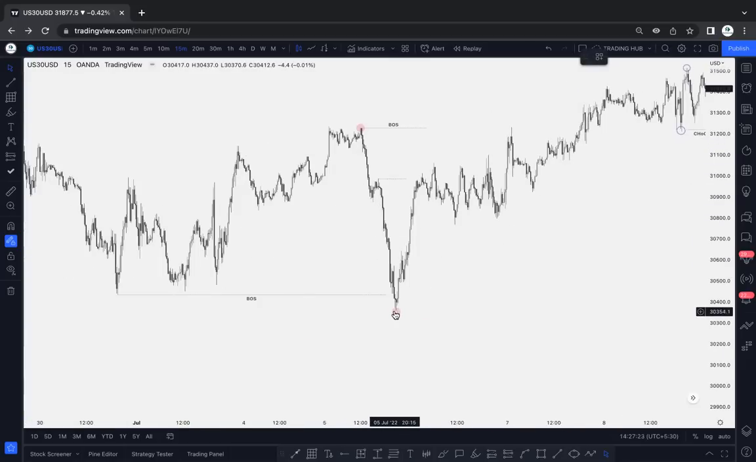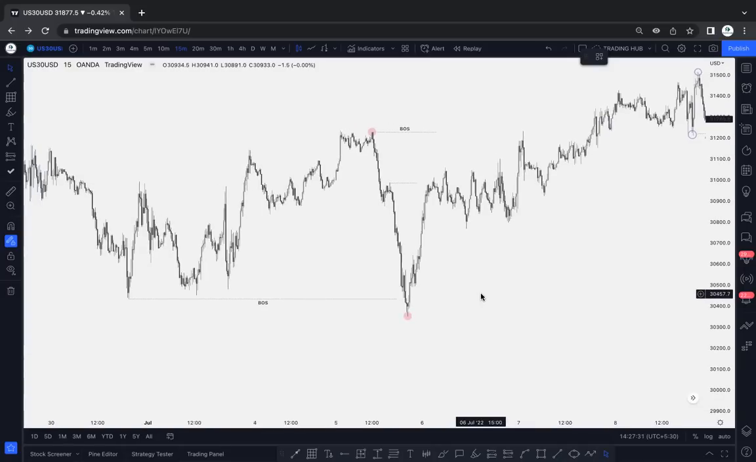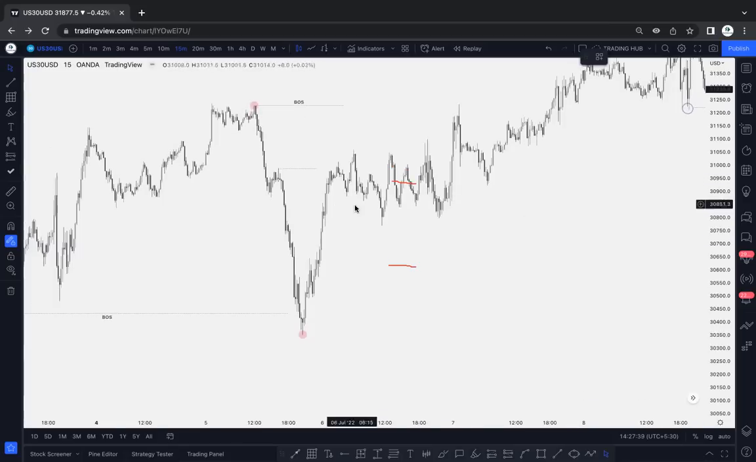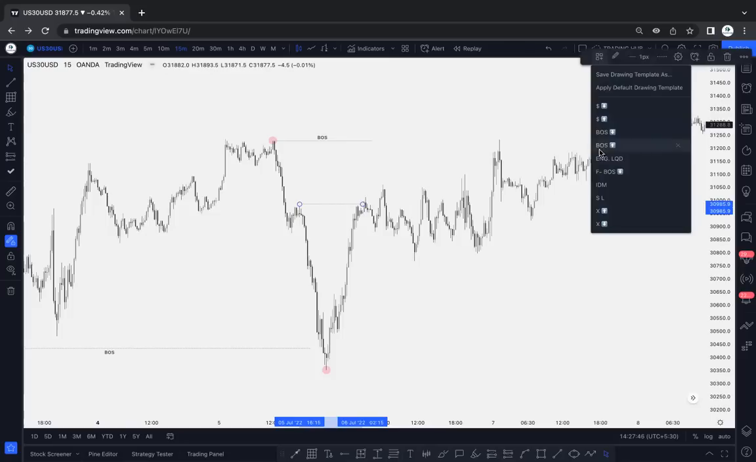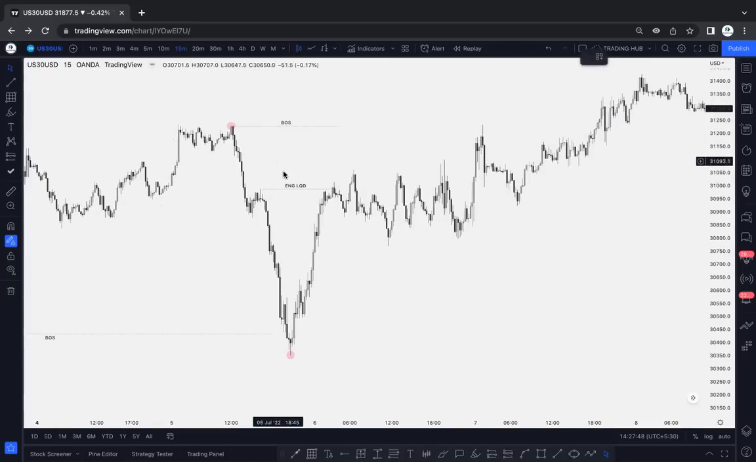In fact, this zone confused me. Maybe I saw this as inducement and this as engineering. So this is a break of structure on the downside, and this is our inducement, and the engineering liquidity is here, which I marked here. So after taking out this high, we can sell.